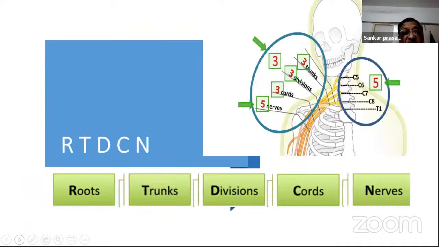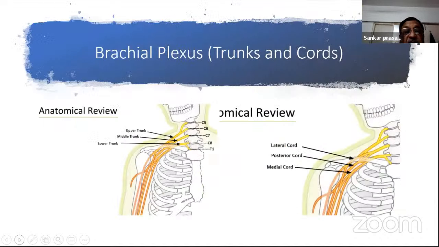So the easy way to remember is that you make a mental note of RTDC: roots, trunks, divisions, cords, and nerves, and you can see there is a bit of symmetry. There are three trunks, three divisions, three cords, and five roots and five nerves. So it's easy to remember: the trunks are upper trunk, middle trunk, and lower trunk, and the cords are lateral cord, posterior cord, and medial cord.